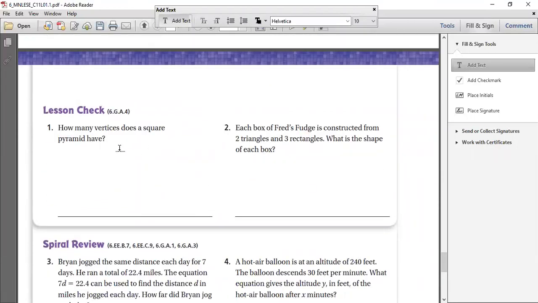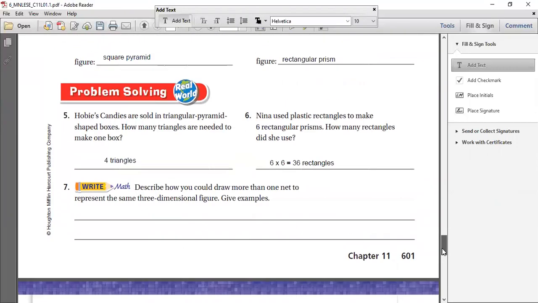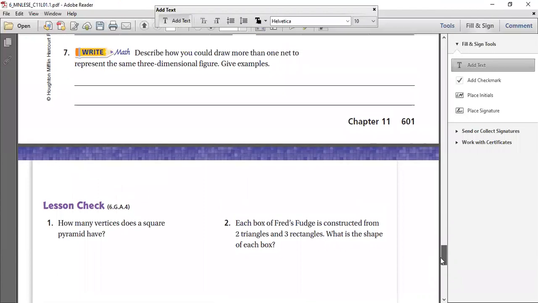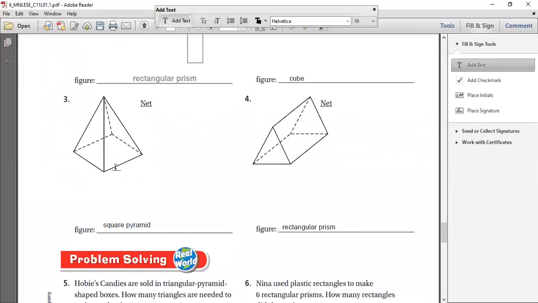How many vertices does a square pyramid have? Vertices means the corners. The corners are called vertices. Now, this is a square pyramid. How many corners does it have? Corners means these points where the edges meet. So how many are there? Let's count. It's 1 here, right? 1 corner. This is 2. This is 3, 4, and 5.